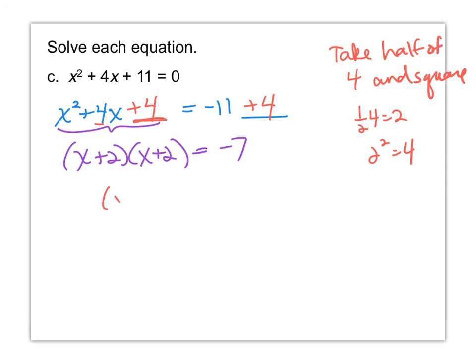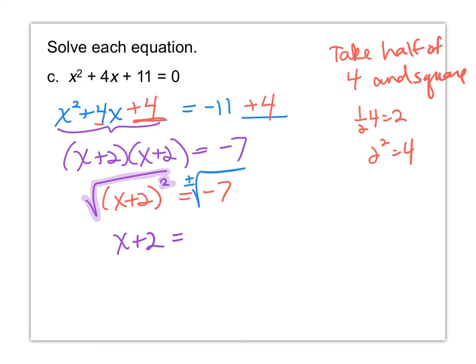We can write the left side as x plus 2 quantity squared. Because that is a perfect square trinomial, using the method of completing the square will always result in a perfect square trinomial. So we get the whole quantity x plus 2 squared equals negative 7. Since the squared quantity is isolated on the left, we can then apply the square root property. We can take the square root of both sides, again, as long as we consider both the positive and the negative outcomes.